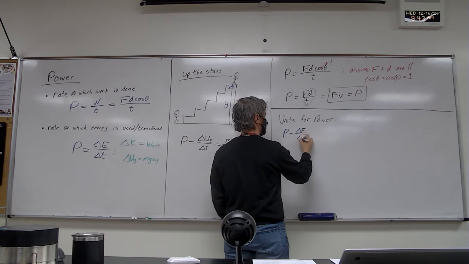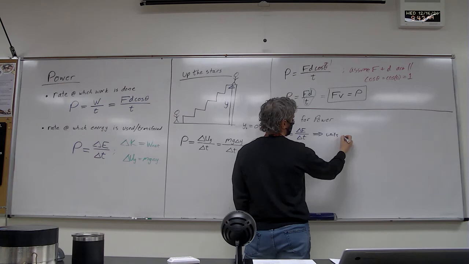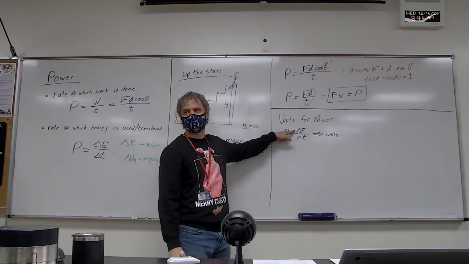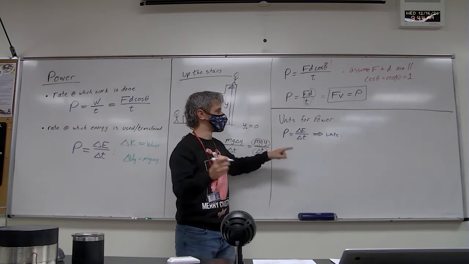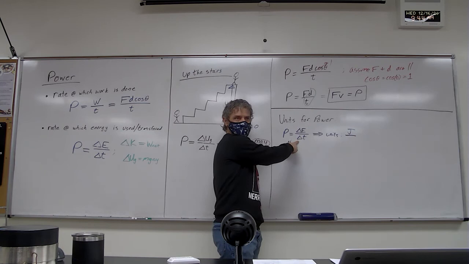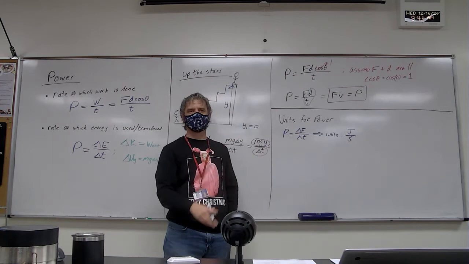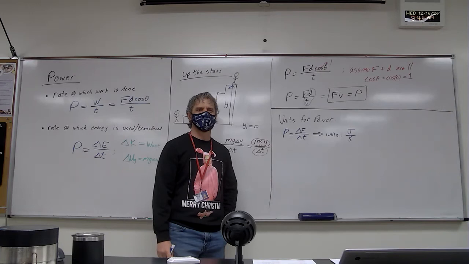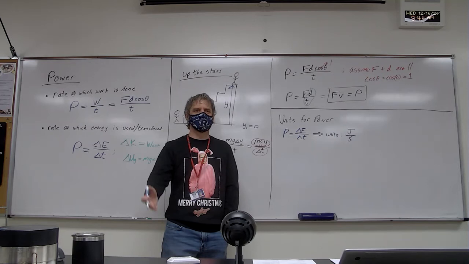So the units, what's the units of energy? E over T. What do we measure energy and work in? Joules. Yeah. So the units are going to be joules divided by seconds. So the units are joules per second. That makes sense, right? The rate at which work is done, the rate at which energy is used, the rate at which your joules are being used. This gets a special name.